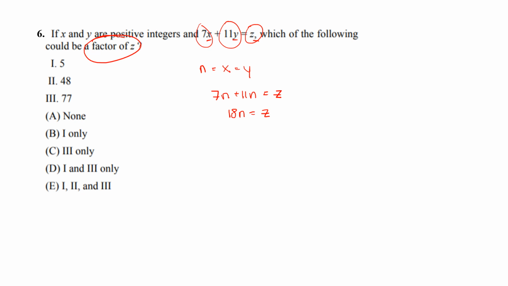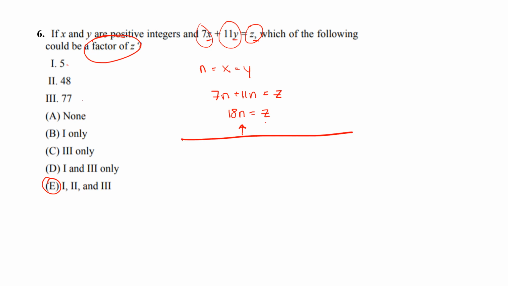So if we plugged in 5 as n, then 5 is a factor of z. If we plugged in 48 for n, then 48 is a factor of z. And likewise for 77. So just from that reasoning, we know it's choice E. It can actually be any number. It's kind of a trick question.